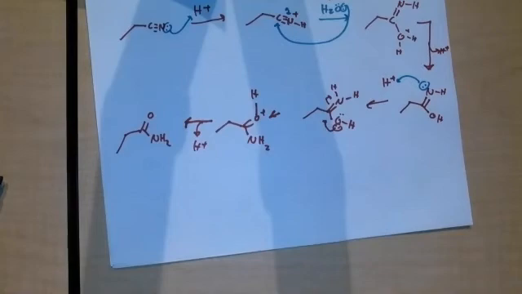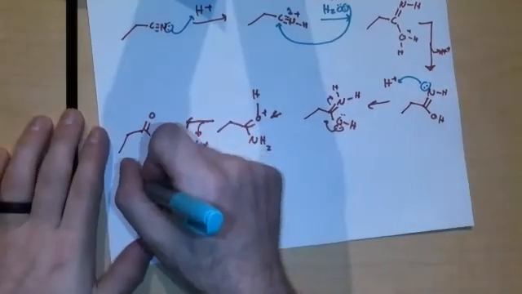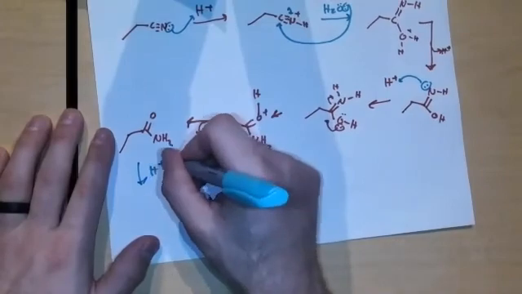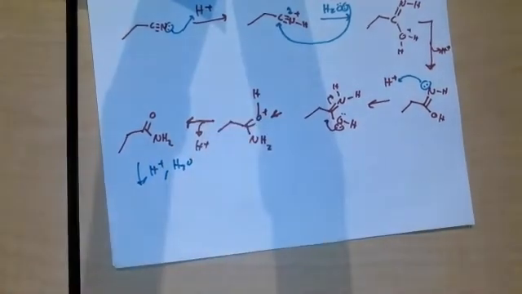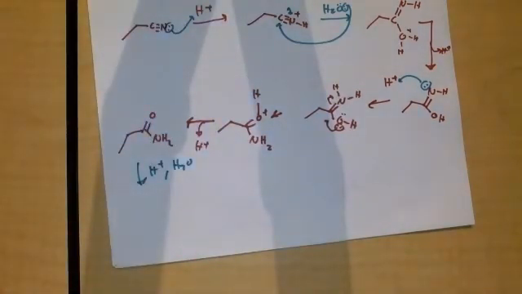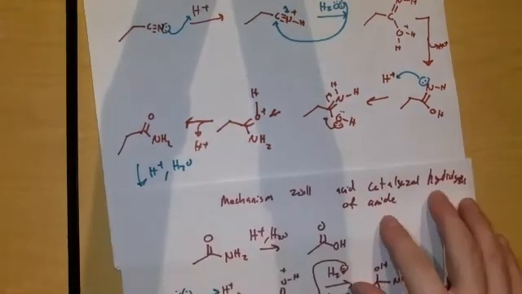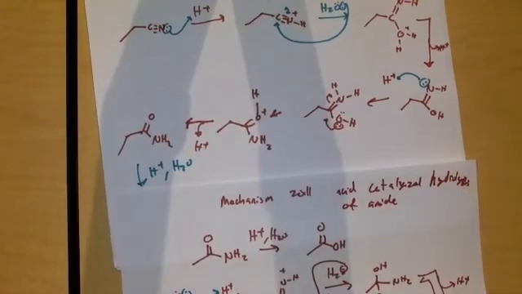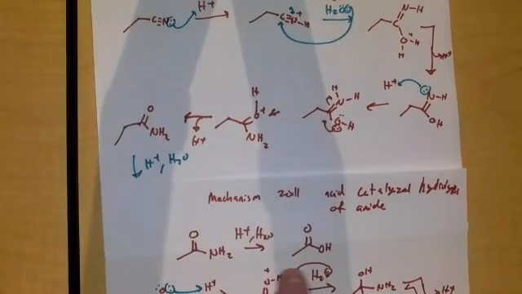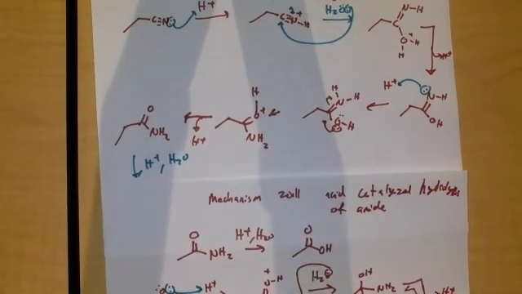So this is where your book stops. And the reason for that is that right now you are in H plus and H2O. And this is the exact same conditions that we were at in mechanism 20.11. So taking an amide, H plus and water is going to give us a carboxylic acid.